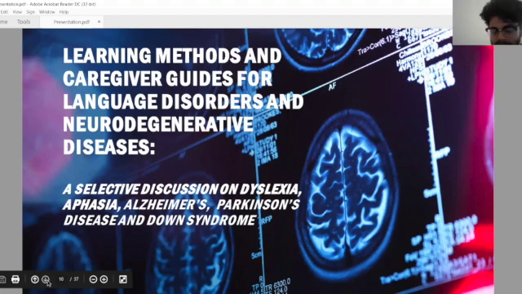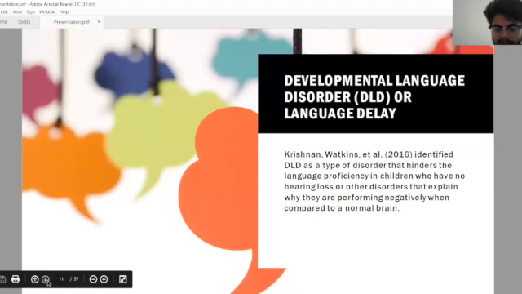And now we are moving on to learning methods and caregiver guides when it comes to language disorders and neurodegenerative diseases. And I just wanted to mention that since our conversation is contextually based on learning languages, or what are the challenges of not being able to based on atypical conditions, we will limit our conversation in the realm of neurology and cognitive fields. And to talk about DLD, Krishnan and Watkins and colleagues commented on developmental language disorder, or language delay, as a type of disorder that would hinder the language proficiency in children who have no hearing loss or other disorders that could potentially explain why they're performing the way they are when it comes to a typical brain.